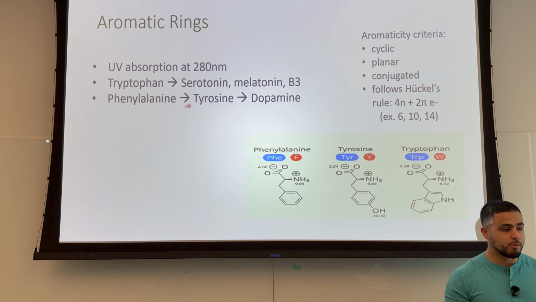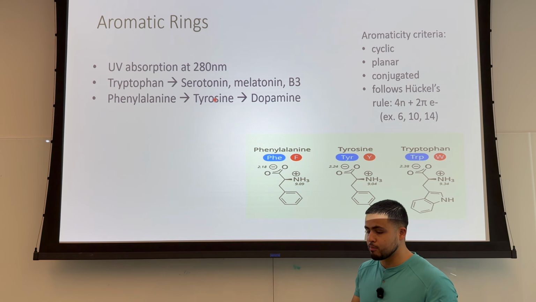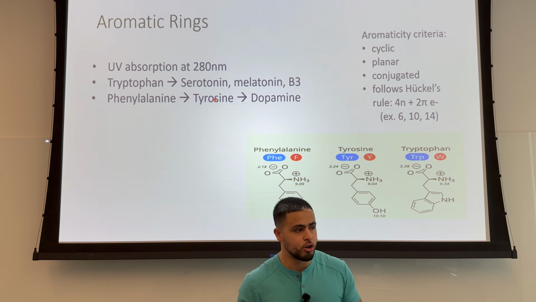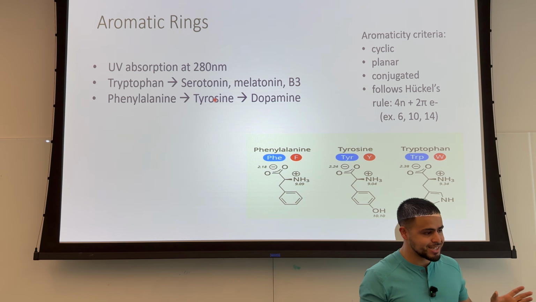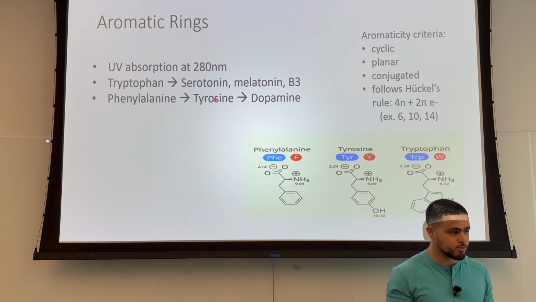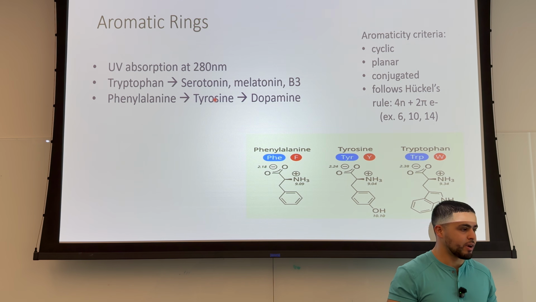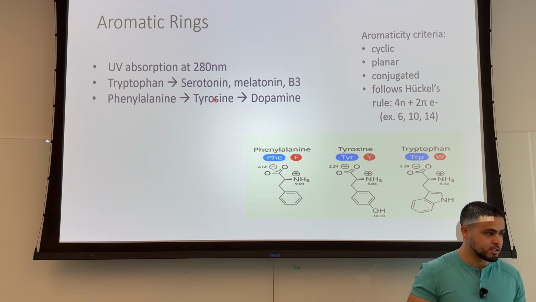So phenylalanine can be converted to tyrosine, and tyrosine can be converted to dopamine with a few intermediates along the way. Again, you don't need to memorize this, but I think it's quite helpful to know because sometimes you'll be able to skip paragraphs or at least a few sentences in a passage and save time.